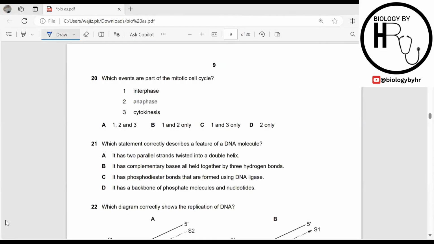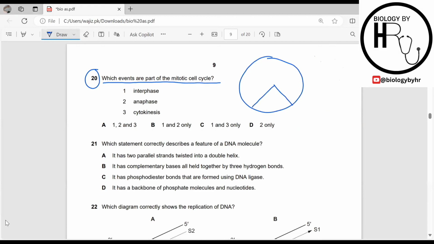Question number 20 says, which events are a part of the mitotic cell cycle? If I draw the cell cycle over here, we know that in the cell cycle there is a G1 phase, an S phase, and a G2 phase. I am drawing a very rough cell cycle. This is the M phase over here. What comes under the M phase? M phase is also known as mitosis.